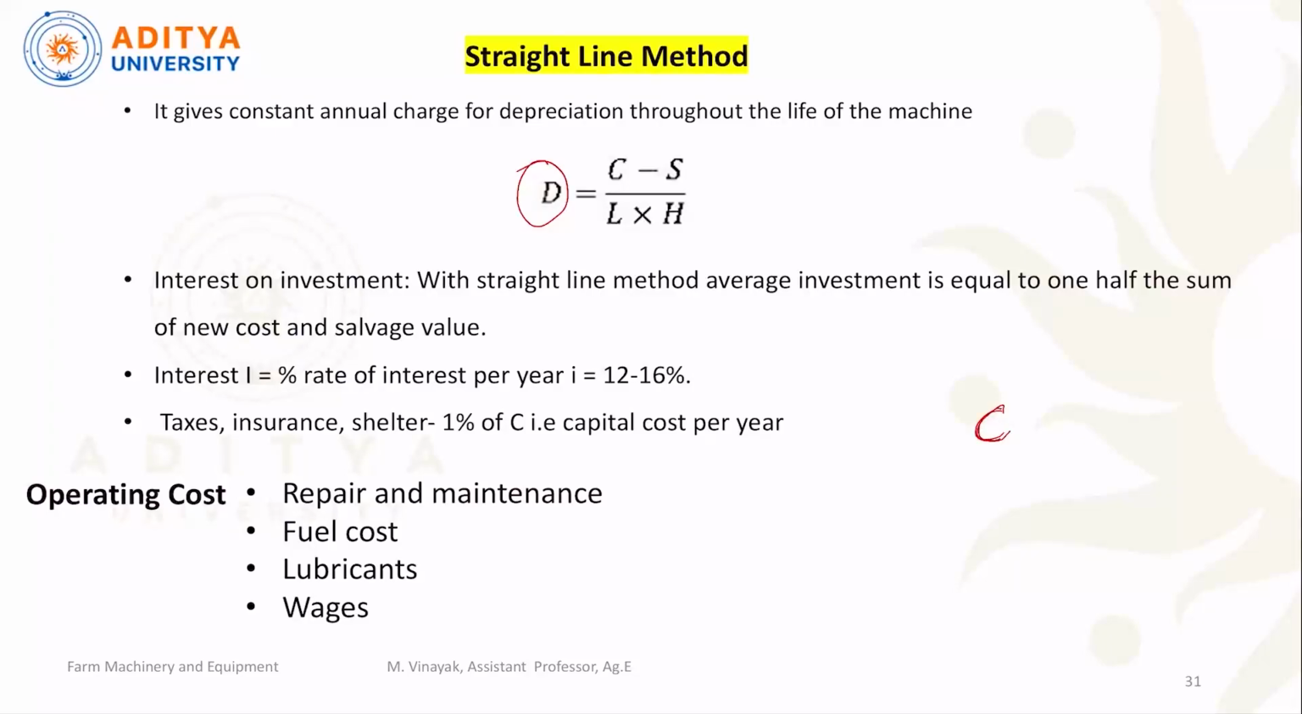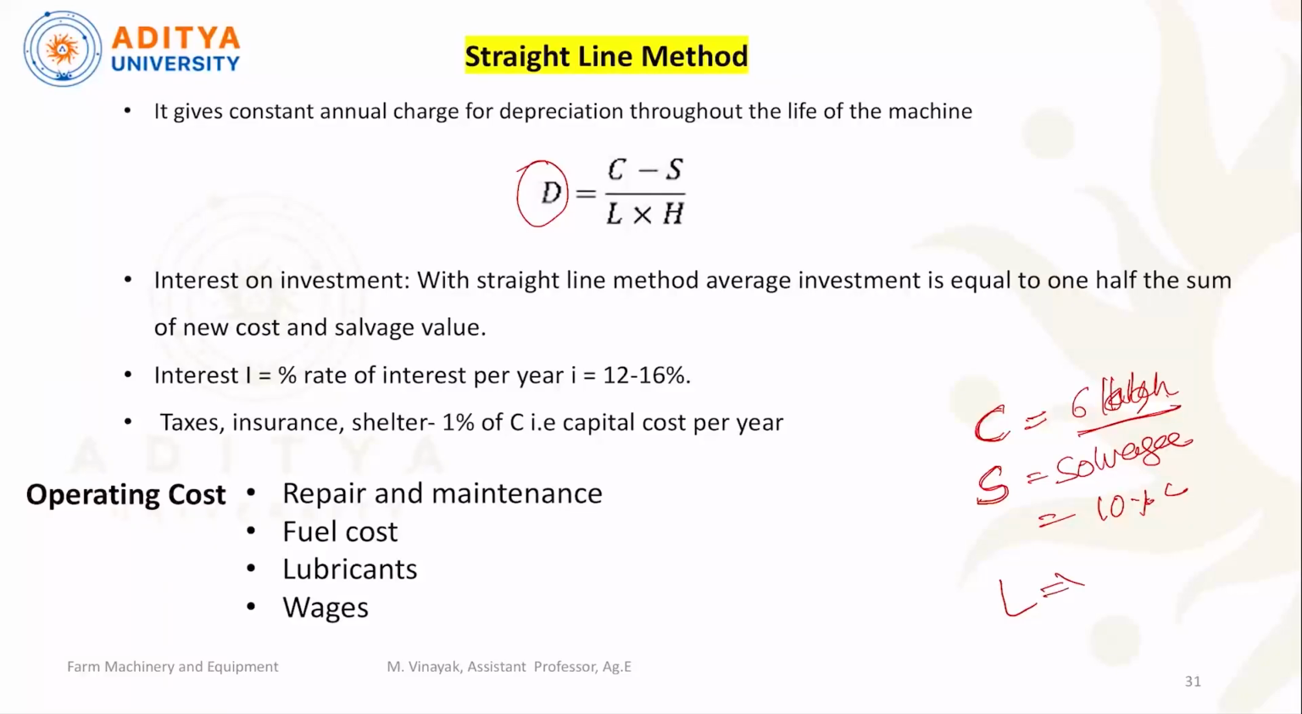Here C is nothing but the initial cost of the machine. Suppose we purchase a tractor for 6 lakhs; that is the initial cost of the machine. S is nothing but the salvage value, which is 10% of C. So salvage value is 10% of the initial cost, and C is the initial cost, that is 6 lakhs.